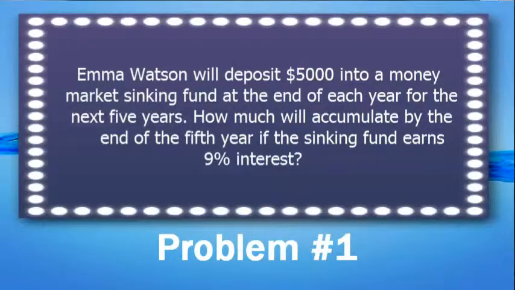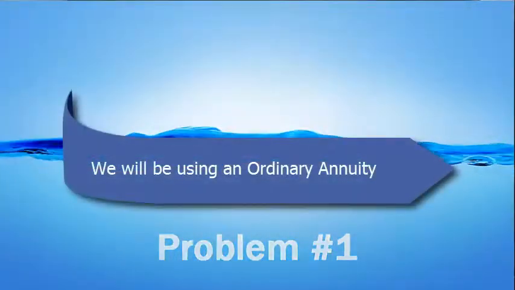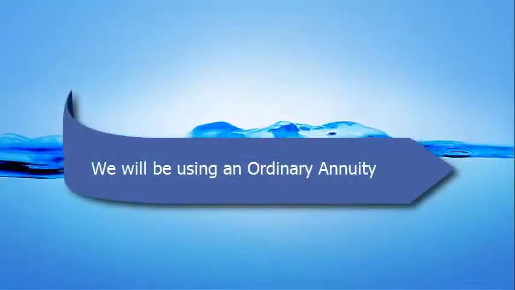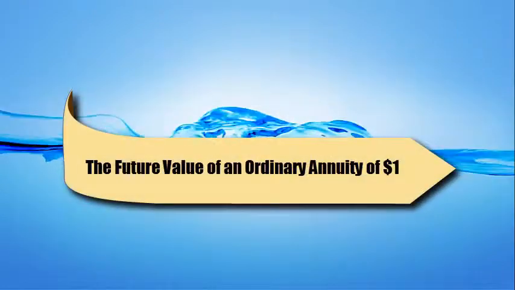Watson will deposit $5,000 into a money market sinking fund at the end of each year for the next 5 years. How much will accumulate by the end of the 5th year if the sinking fund earns 9% interest? Since the question says by the end of the 5th year, we know we will be using an ordinary annuity and looking for the future amount.